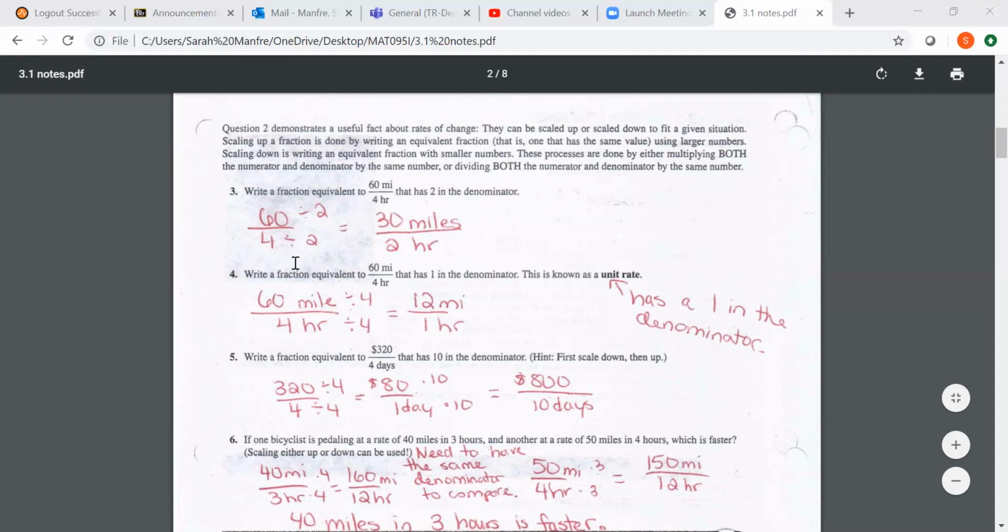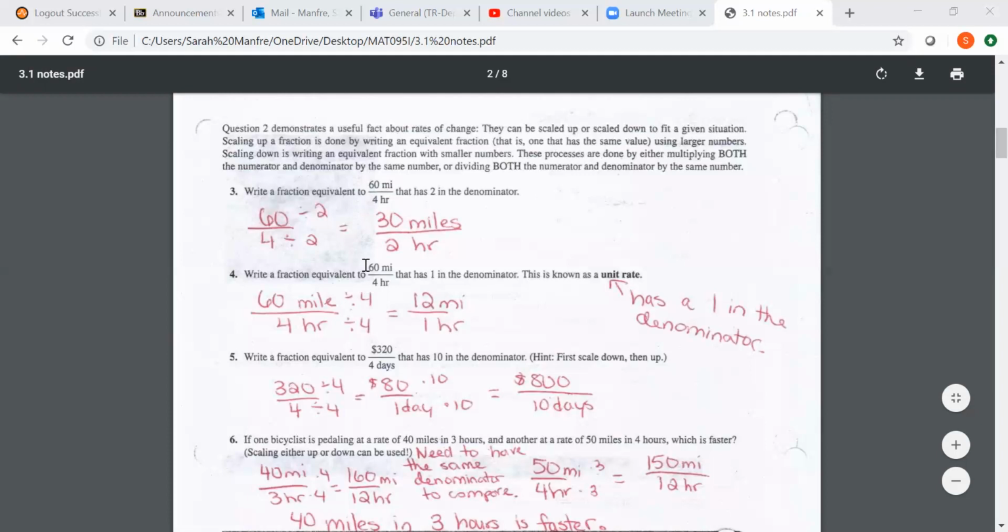Well, to get a 2 in the denominator, I have to turn a 4 into a 2. So to turn a 4 into a 2, we have to divide both the numerator and denominator by 2. So 60 divided by 2 is 30. 4 divided by 2 is 2. Means 30 miles per 2 hours, and that's equivalent to 60 miles per 4 hours.